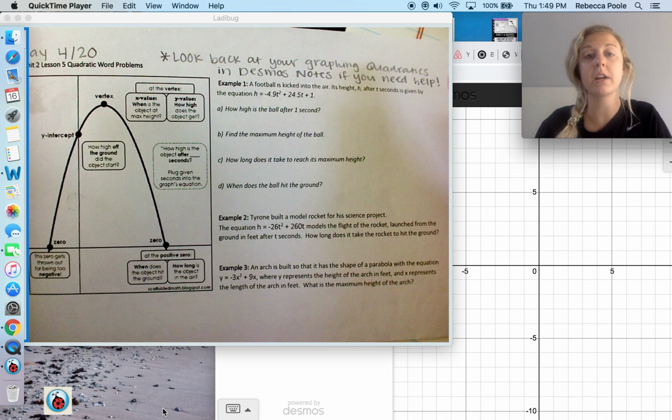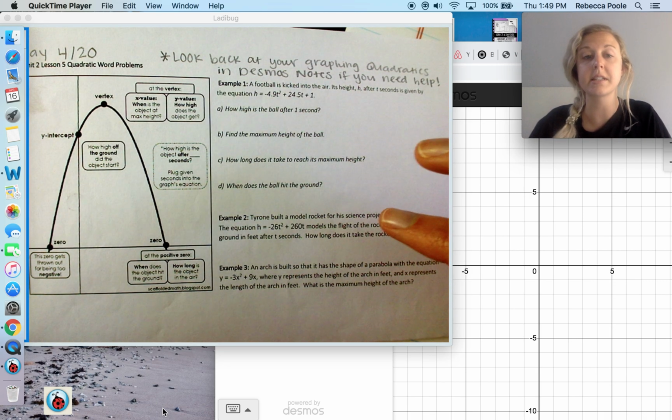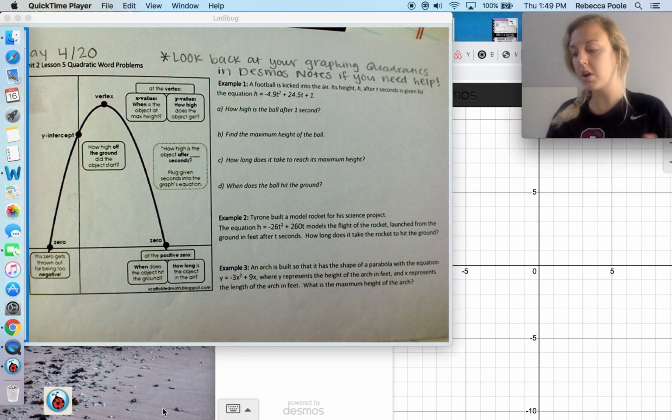So hopefully you printed off this note sheet. If not, you need to go do it. And I'm going to go through these examples with you guys. So let's go ahead and get started.